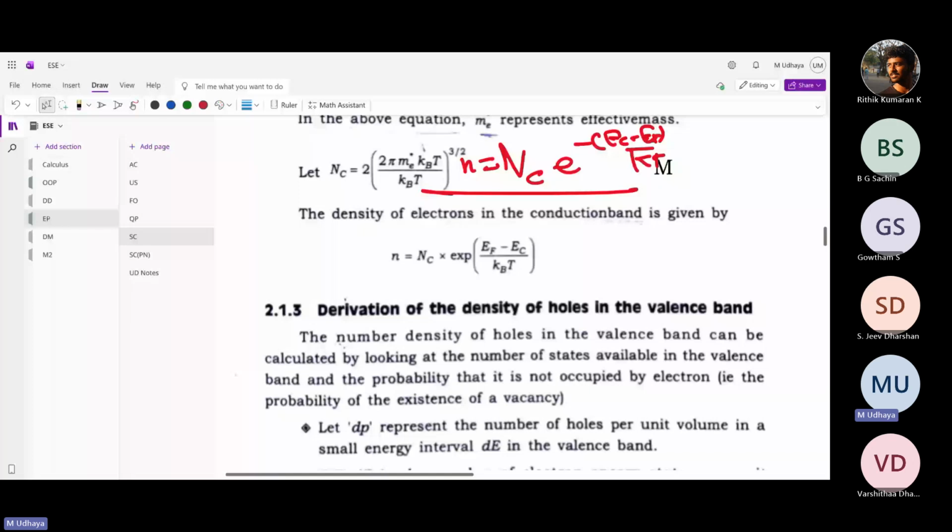EC minus EF by KT. This is where we were, right? Now moving on to holes, the same logic, we have to find the number density of holes. Same logic, let's apply. What is number density? Density of states multiplied by the Fermi energy function.